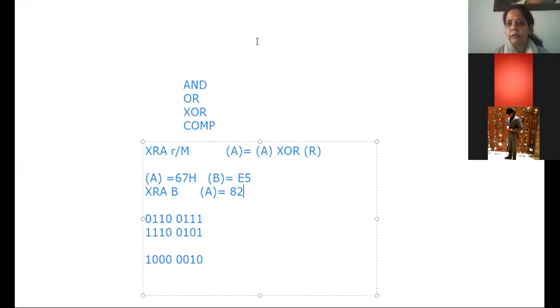There is hardly 1 or 2 minutes left now. So I hope you have understood these 3 instructions, ANA, ORA and XRA. Monday or Friday, we will do the next logical instructions and then we will go to the branching instructions. Does anyone have difficulty regarding the earlier instructions or these instructions which you haven't understood?